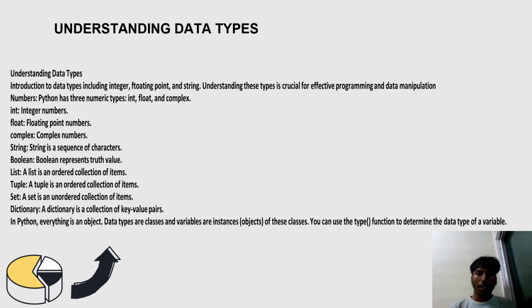Boolean represents a truth value. List, a list is an ordered collection of items. Tuple, a tuple is an ordered collection of items. A set is an unordered collection of items. Dictionary, a dictionary is a collection of key value pairs in Python. Everything is an object. Data types are classes, and variables are instances of these classes. You can use the type function to determine the data type of a variable.